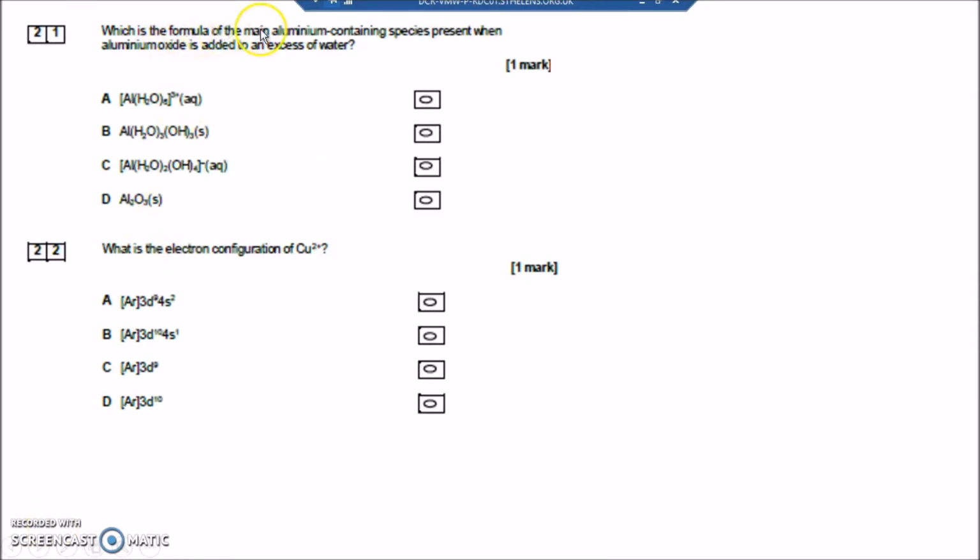Question 21. What is the formula of the main aluminium-containing species present when aluminium oxide is added to an excess of water? Aluminium oxide, also known as bauxite, is insoluble. That's just something you've got to know. Aluminium oxide does not dissolve, so it's not going to form any of these aqueous solutions, and it's actually just Al2O3. There's no hydroxide ions there at all. That would be a solid that would be produced if you added, say for example, an aluminium salt to something like sodium hydroxide before the sodium hydroxide was in excess. Your answer is D. It's an insoluble solid.